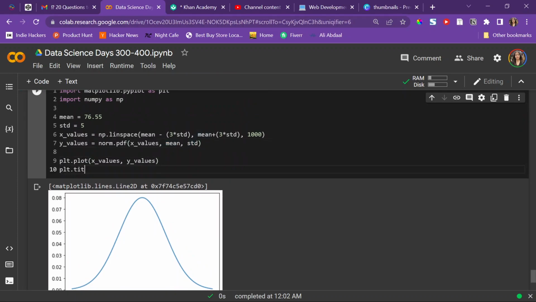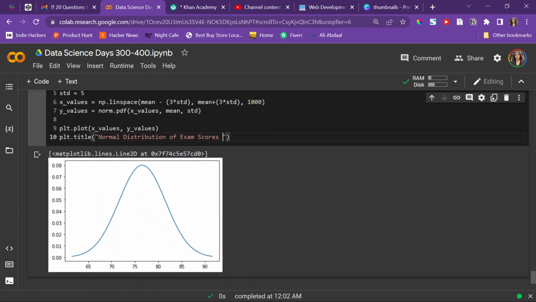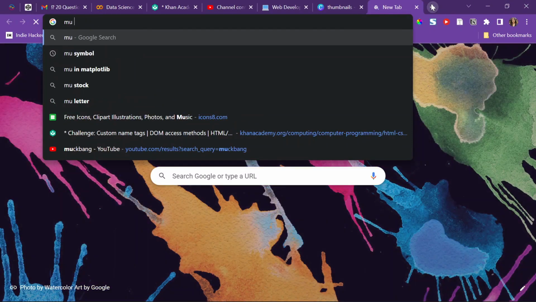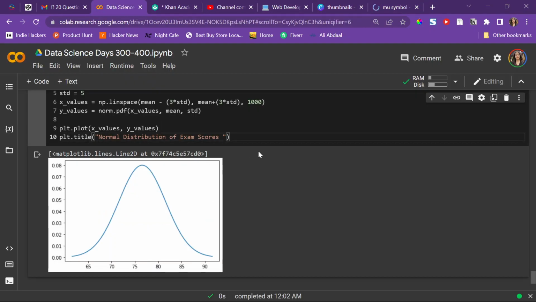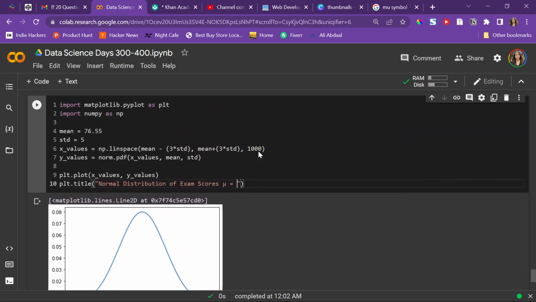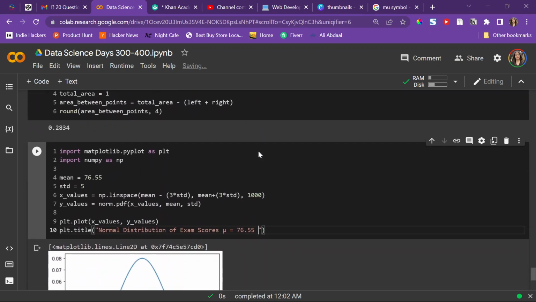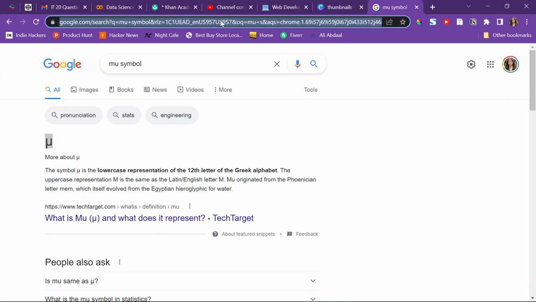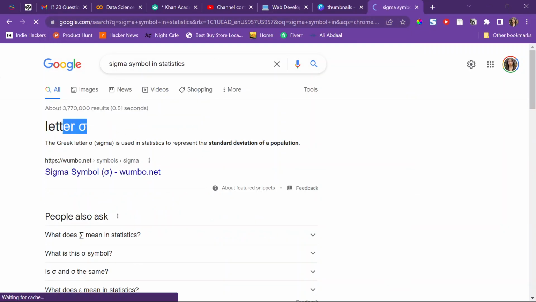Now, I like to do a title, so I'll do plt.title and set this equal to normal distribution of exam scores, with the mu and the sigma being their respective values. So let me just get the symbol over here. So the mu symbol, go back to my data science. So mu is equal to, what is it equal to again? 76.55, and the sigma symbol is this over here.